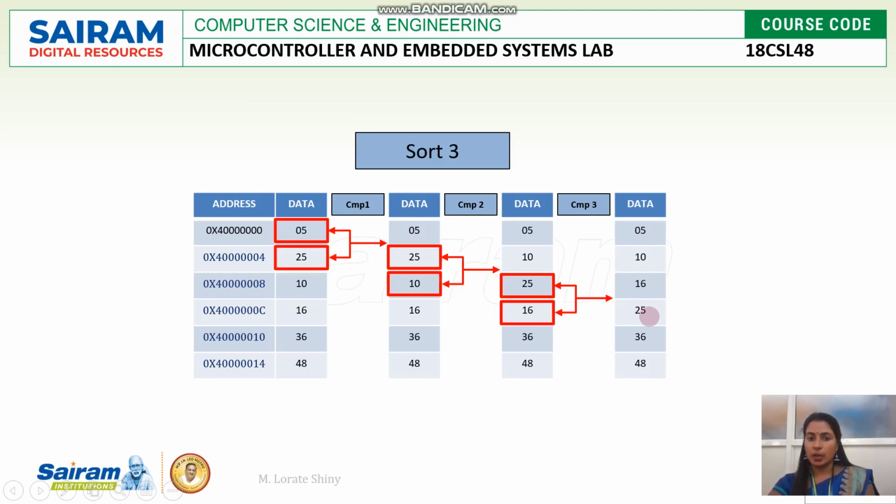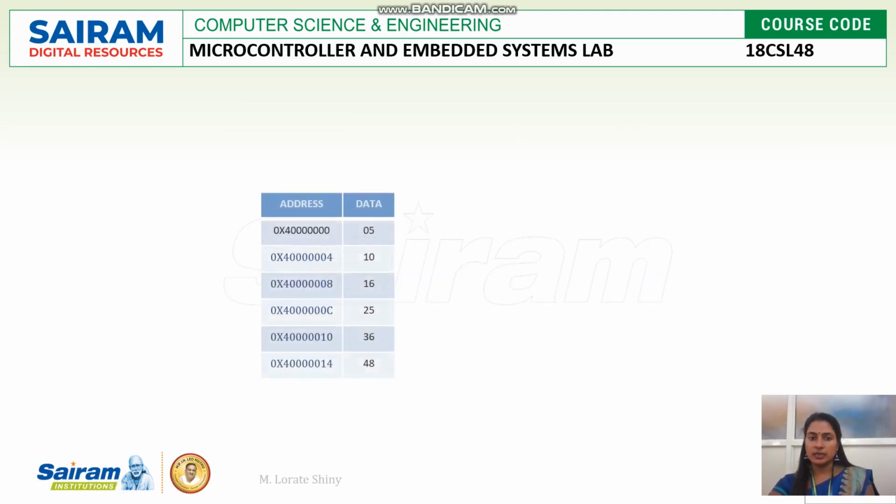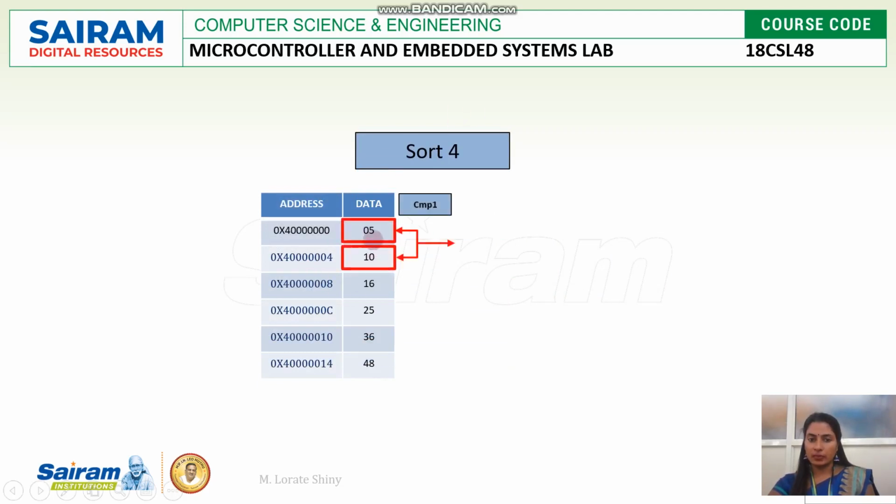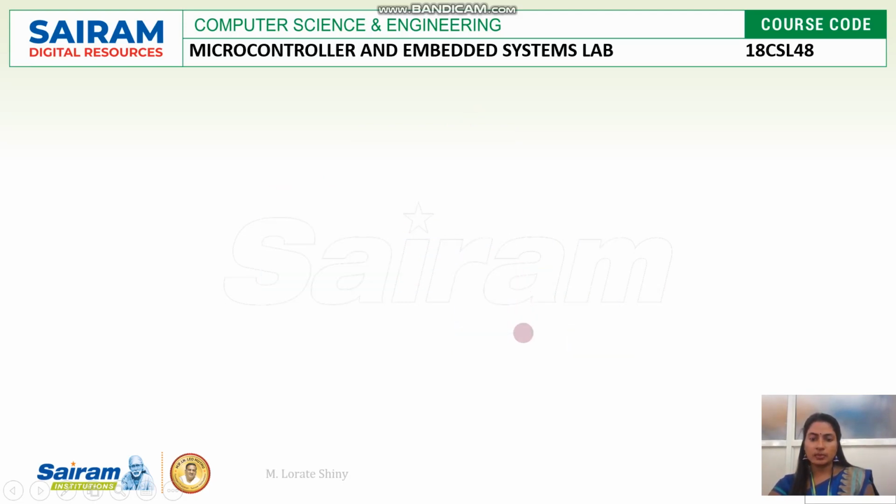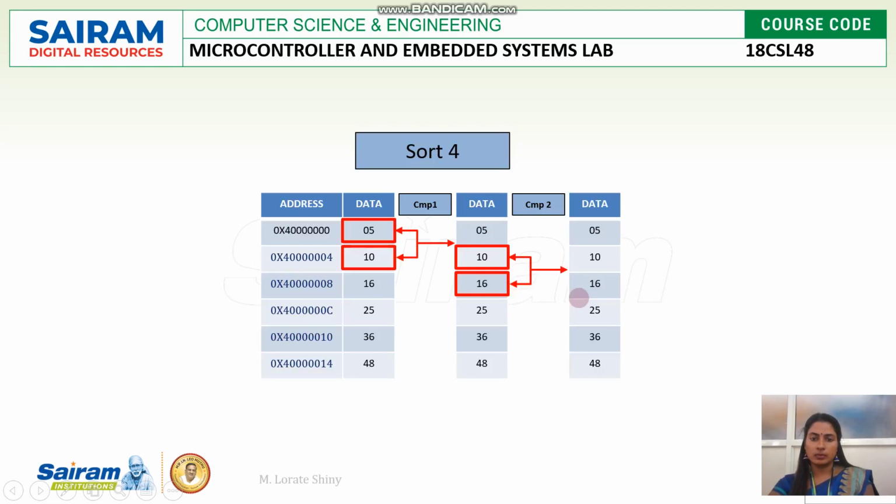Okay, now we will move to sort 4. First comparison, no swapping. Second comparison, no swapping. Third, in sort 4 only 2 comparisons. Okay, so you can find the next largest, here we got the result.